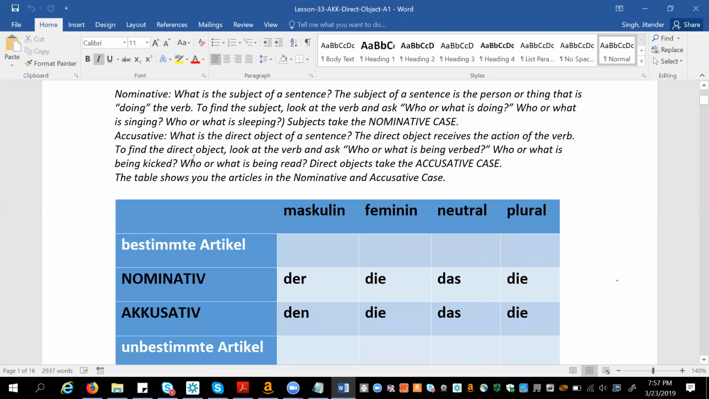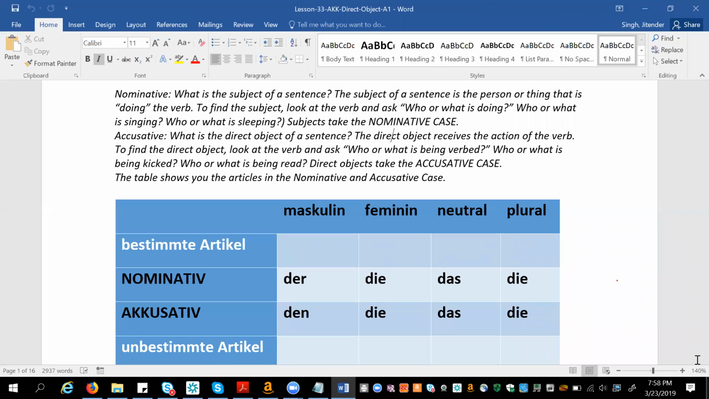Accusative. What is the direct object of a sentence? The direct object receives the action of the verb. To find the direct object, look at the verb and ask who or what is being verbed, who or what is being kicked, who or what is being read. Direct objects take the accusative case. Perfect. So, as I said, to find the direct object, look at the verb and ask who or what is being verbed. If you ask this question in the sentence, you get to know what the direct object is.